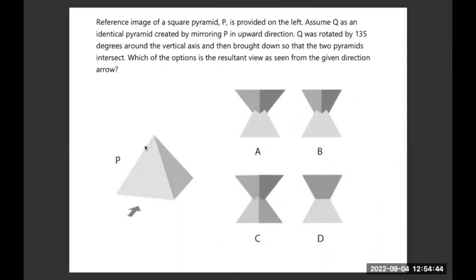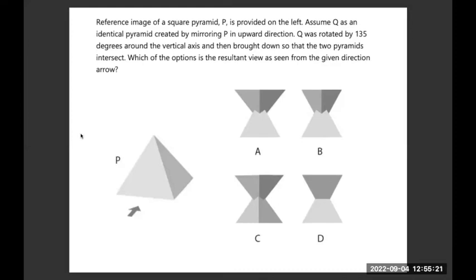So here there's a pyramid which is seen on the side, and there's another identical pyramid Q, which is rotated 135 degrees and created. It's mirrored along the upward direction of P, and the Q is rotated 135 degrees. And then it is brought down, which means P and Q are intersecting each other. What you have to find is which will be the resulting view. This is an MCQ based question. Only one answer is correct, not more than one.